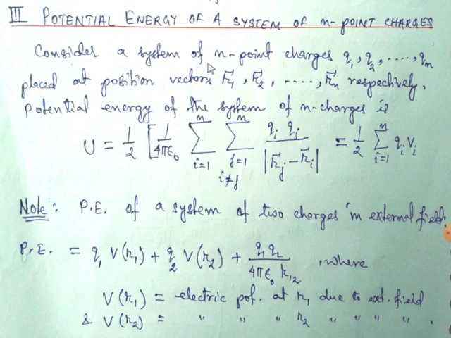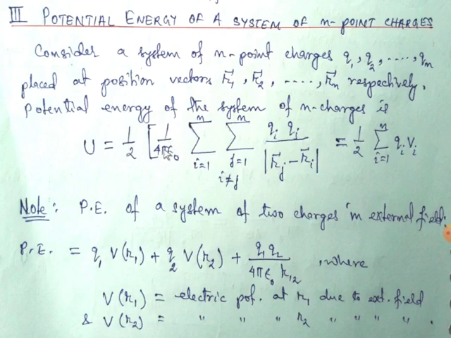So consider a system of n point charges q1, q2, and so on up to qn, placed at position vectors r1, r2, and so on up to rn respectively. The potential energy of the system of n charges is what? A factor of half is there. Why? Because those similar terms come two times, so a factor of half is introduced.